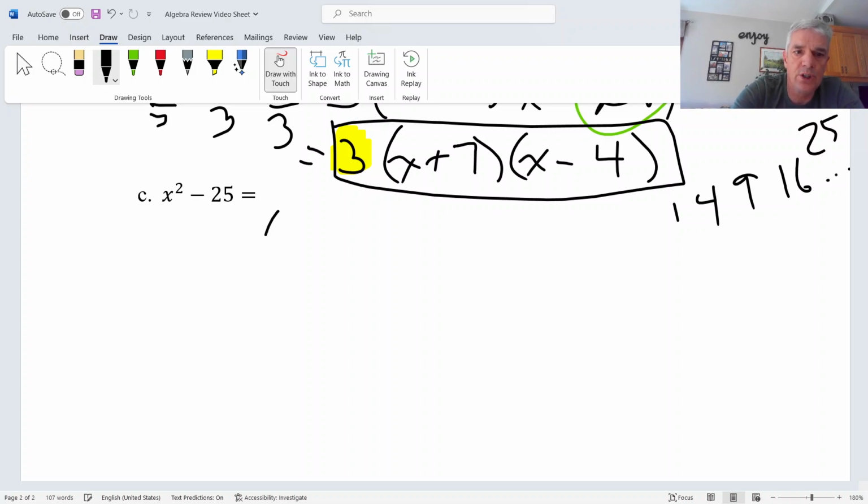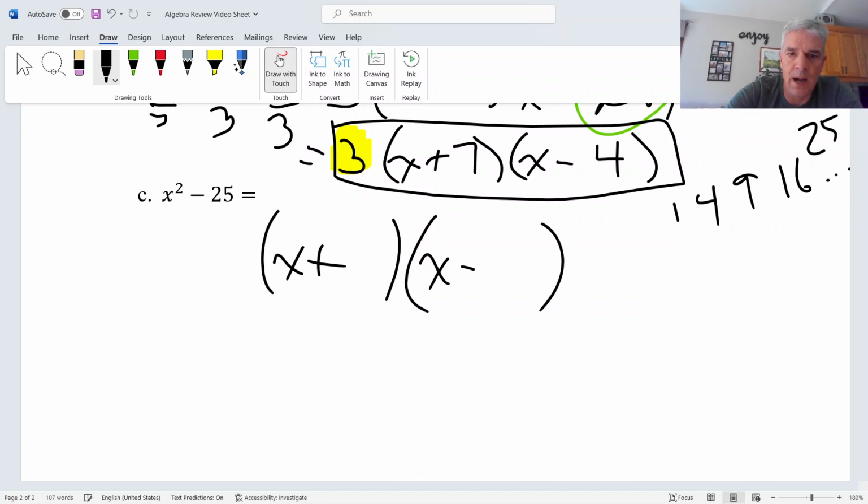And then what you do is you go bracket, bracket, you go x, you put a plus, x, you put a minus. And this time it's the square root of this number, which is 5. So x plus 5 times x minus 5. These ones are relatively easy. They're easy to identify because they are the only ones that are binomials.